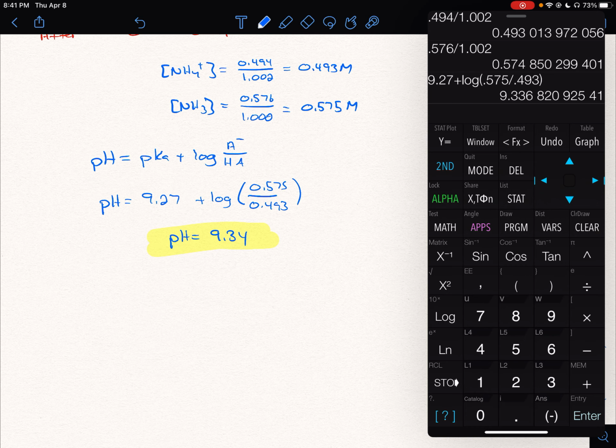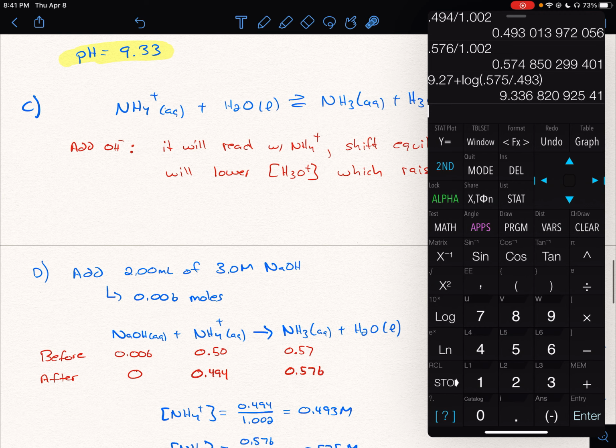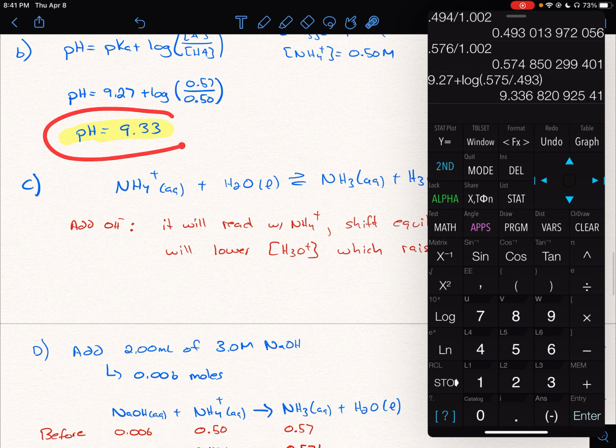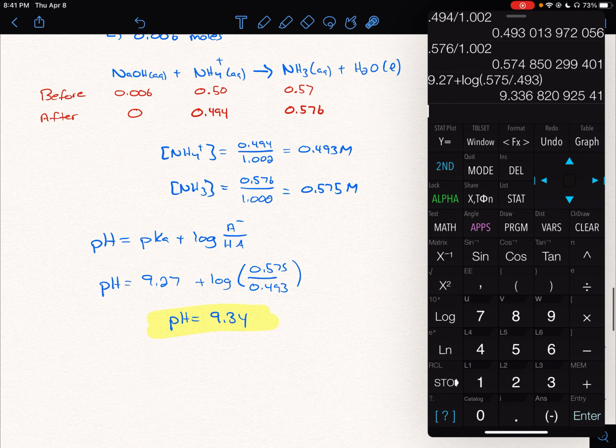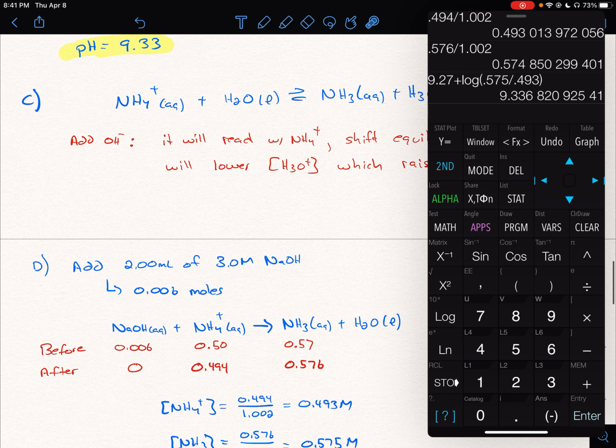And so just make sure this answer makes sense. What did we do? We added a tiny amount of base. The pH went to 9.34. What did we start with? 9.33. So it went up 0.01 pH units with a tiny bit of base, which is what we predicted would happen in part C.